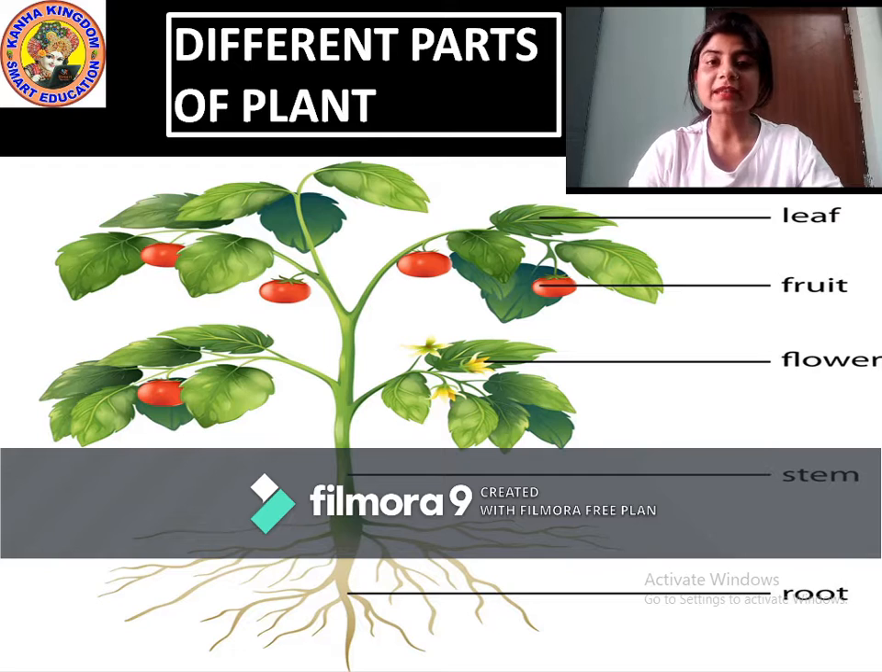Understood? Plants provide us food of different kinds, like vegetables, fruits, cereals, pulses, etc. And these are the different parts of the plants that we eat as food.